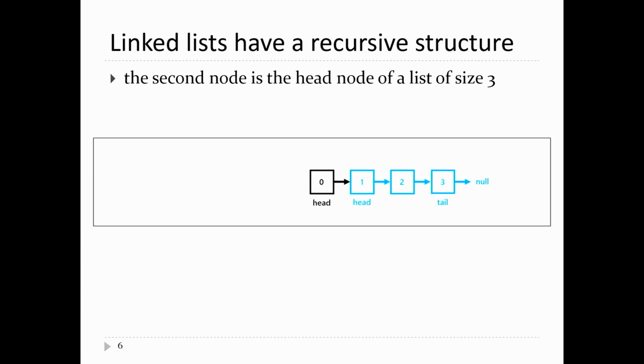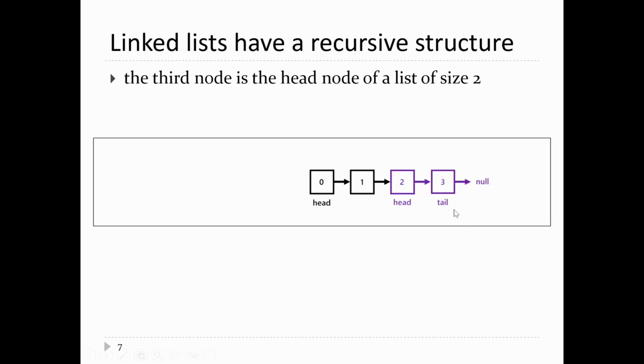If you consider the second node of the list, that's the head node of a list of size 3. If you consider the third node of the list, that's the head node of a list of size 2. And of course, the last node is a head node of a list of size 1. Because the structure of the list is recursive, it's very easy to write recursive algorithms using a linked list.